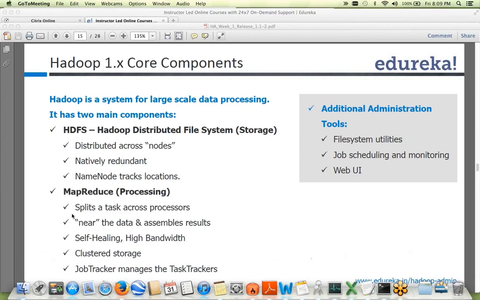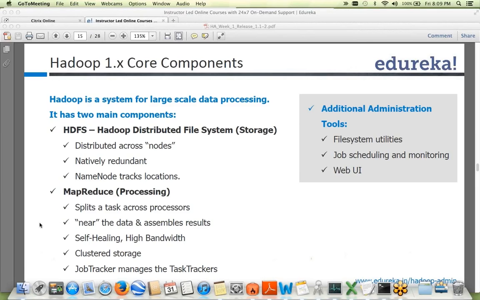And so whenever a new job comes, it comes to the job tracker. The job tracker will find out, if there were two files in the directory, the blocks that are for those input files. It will contact the name node, because the name node is the only place where the locations of blocks are present. So the job tracker is going to contact the name node, get the location of the data, and then it will try to get near the data and assemble the results.